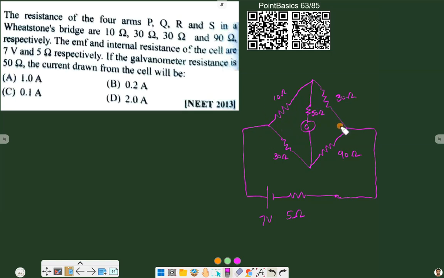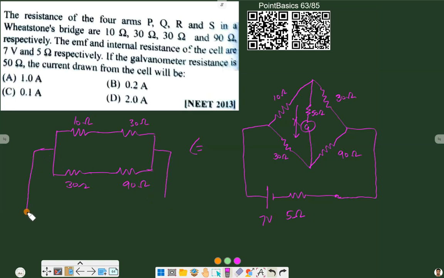As we can see easily from the diagram, 10 by 30 is equal to 30 by 90. So the bridge is balanced, and no current will flow through the galvanometer. So we can remove the galvanometer from the circuit, and our circuit diagram will look like this: 10 ohm, 30 ohm, 30 ohm, 90 ohm, and here we have 7 volt and 5 ohm.